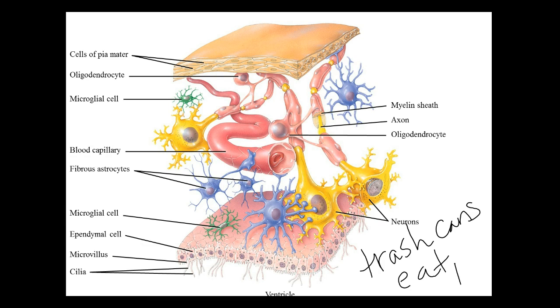So, just to recap, we have 4 cells in the central nervous system. Oops, let me change colors.